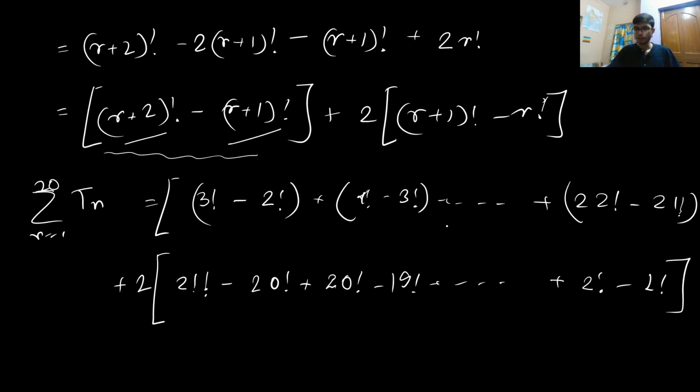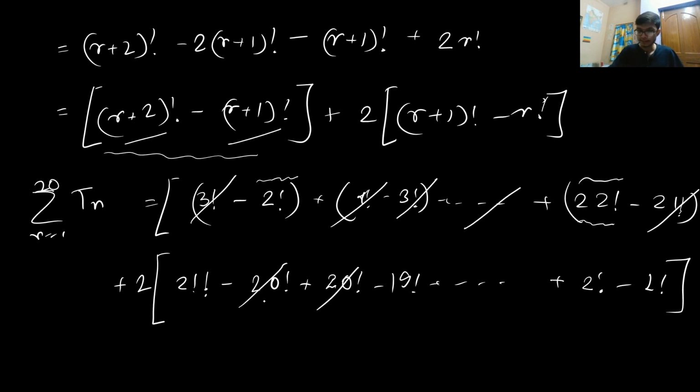If you look at this situation, 3 factorial gets cancelled with this. Similarly, 4 factorial cancels with this, and this 21 will get cancelled, because in the cancelling fashion the first term gets cancelled with the next term. The first term of the first bracket gets cancelled with the last term of the second bracket. That means 22 factorial will be left out, as well as 2 factorial. Similarly, the last term of the first bracket gets cancelled with the first term of the last bracket.